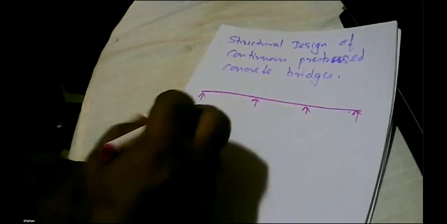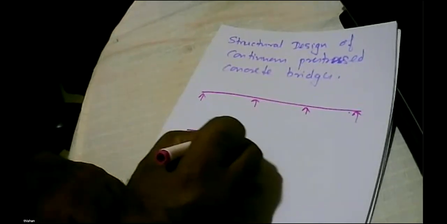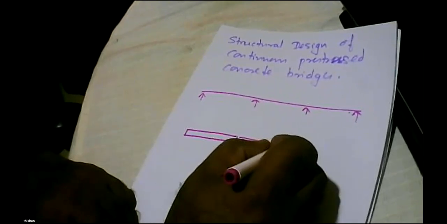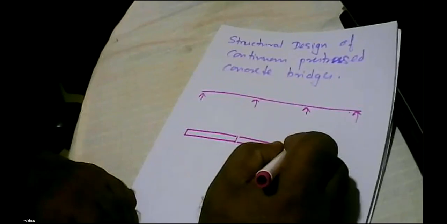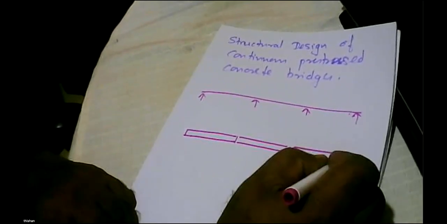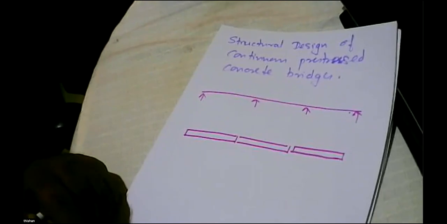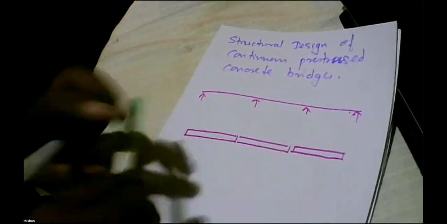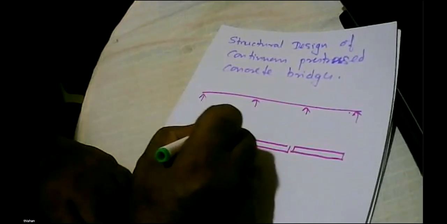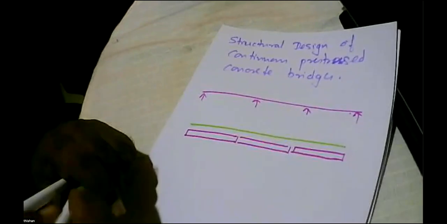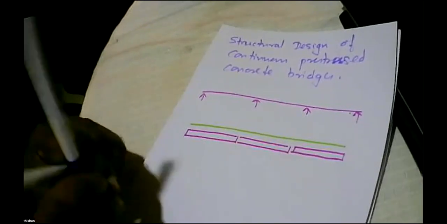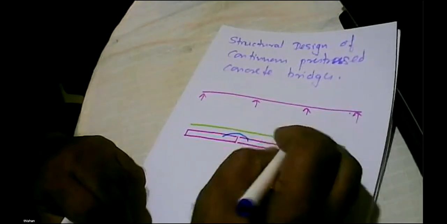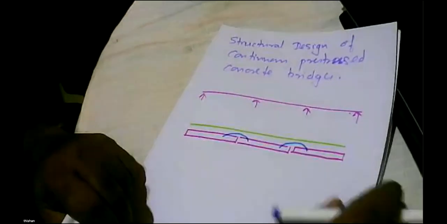In Sri Lanka, you would have seen some of the bridges where we use precast elements, and that is how our elevated expressways are constructed. Then we arrange the topping, and here we apply a pre-stress like that. Now, this is not the type I'm going to talk about here.